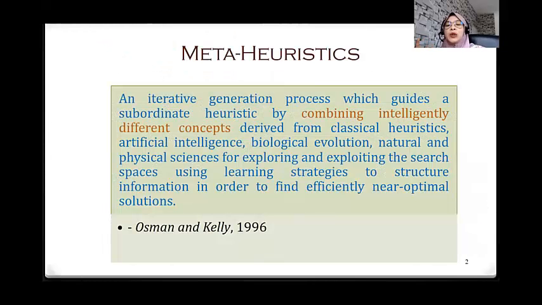So what is meta-heuristic? Meta-heuristic is an iterative generation process which guides a subordinate heuristic by combining intelligently different concepts derived from classical heuristic, artificial intelligence, biological evolution, natural and physical science for exploring and exploiting the search space using learning strategies to structure information in order to find efficiently near optimal solution. This is defined by Osman and Kelly in 1996.